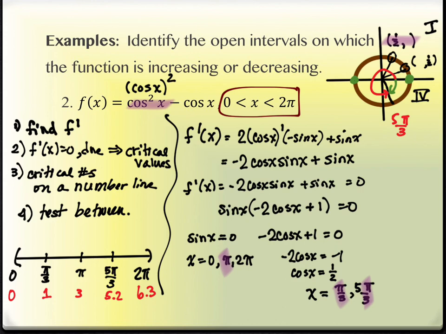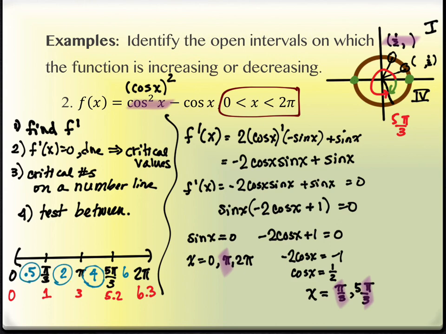What would be nice-ish between 0 and 1? Maybe a half, right? I'm going to do mine in blue. What nice value would be between 1 and 3? Well, 2 would, of course. How about between 3 and 5.2? 4, or even 5 if you wanted. And between 5.2 and 6.3? Probably 6. Okay, these blue values that I have written in, I'll circle them too, are the values that I want to test in my derivative.